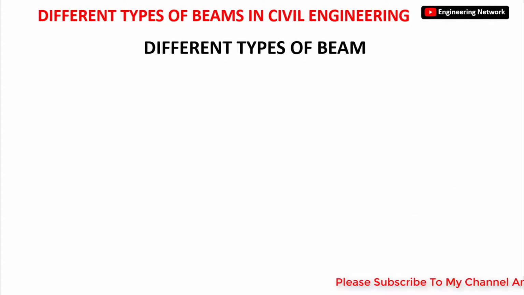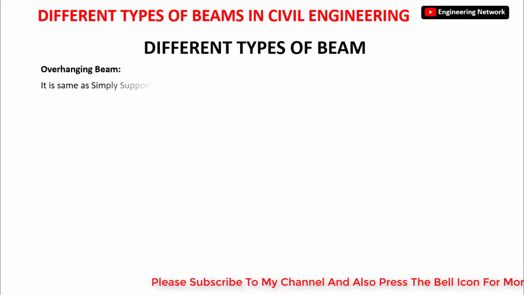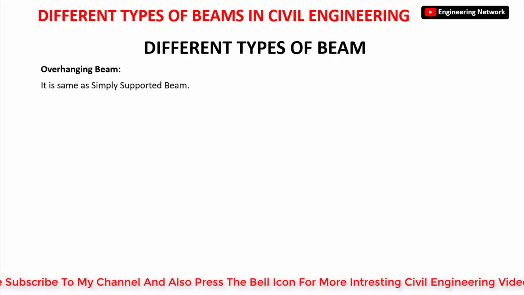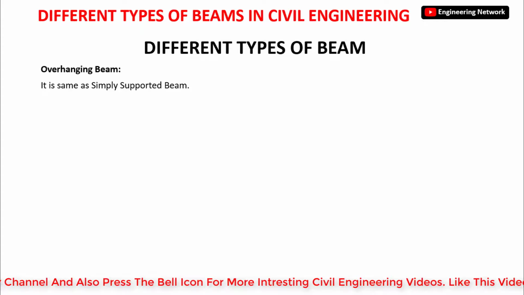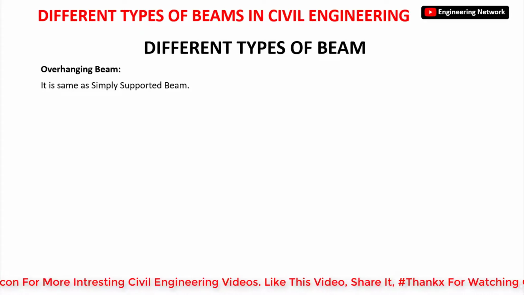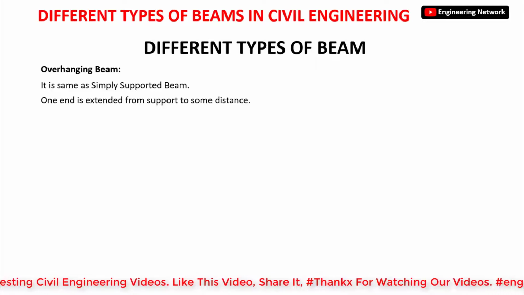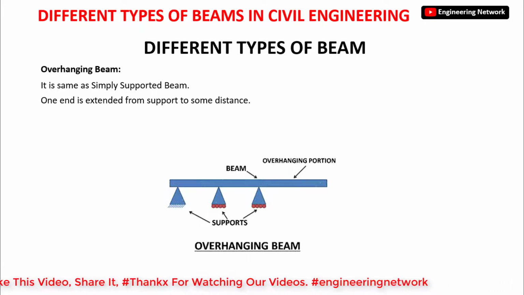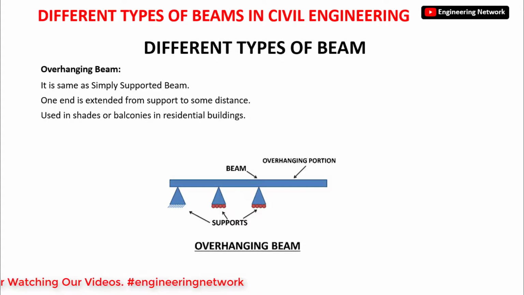Sixth type of beam is overhanging beam. Overhanging beam is also the same as simply supported beam, but the only difference is that in overhanging beams, one end is extended from support to some distance, as you can see on your screen. Overhanging beams are generally used in sheds or balconies in residential buildings.